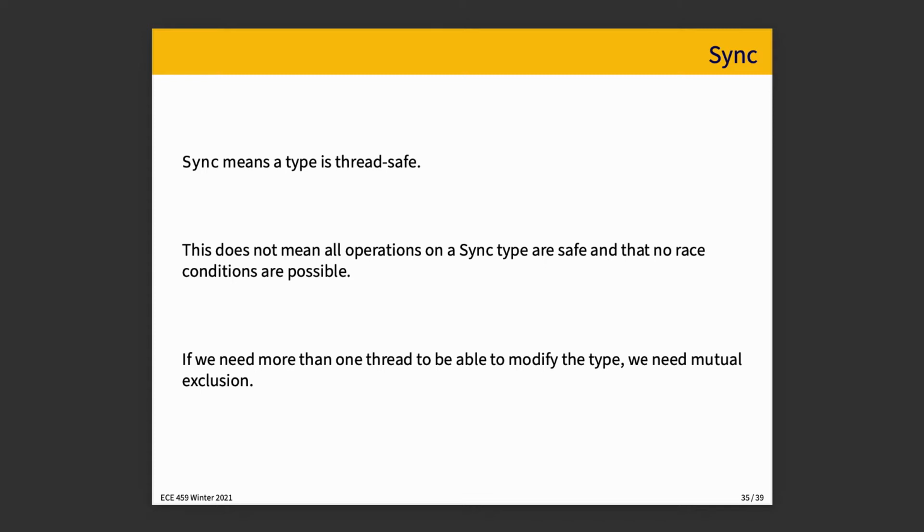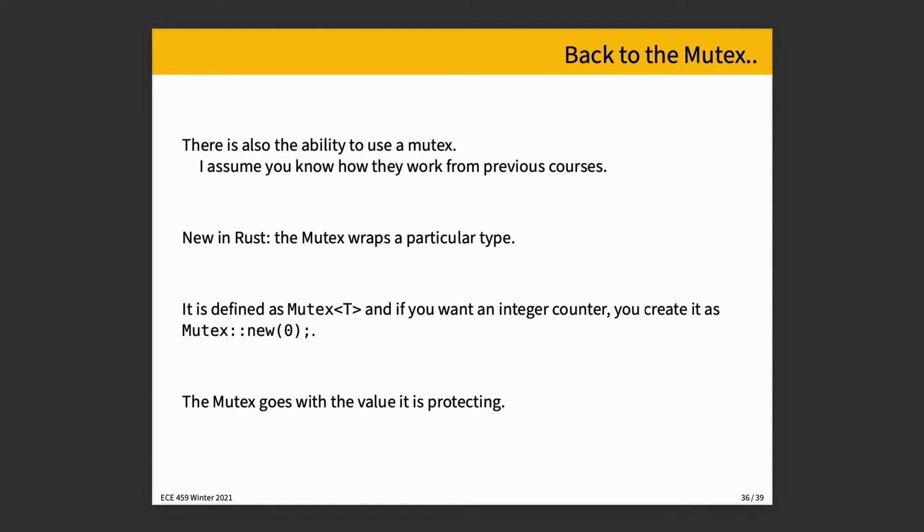Actually, if you want to be able to modify the value, something that's shared between threads, then we need a mutual exclusion construct of some sort. And so, yeah, there does exist the ability to use a mutex, and you should, I hope, be familiar with the idea of mutex from a previous course. The idea of putting some sort of synchronization around accesses to a shared data type.